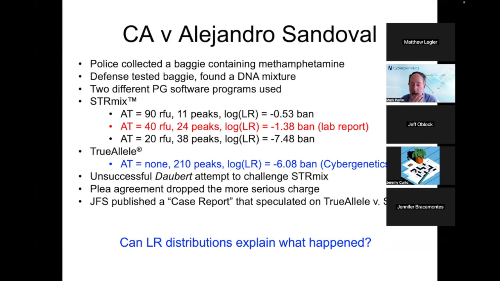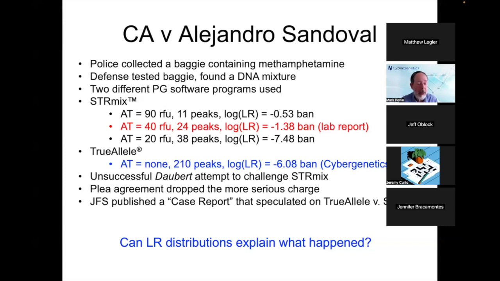That's around 1 in 25, or 1 in 40, whatever it was. There were two baggies, and that's what the lab reported. Other runs on this data: if you give it a lot less data and run it at 90 RFU in StarMix, you only get 11 peaks across these 21 loci, and you're getting to negative half a ban, which is a very small number, like a third. If you give it more data at 20 RFU by letting more peaks in, at 38 peaks, StarMix would find negative 7.5 ban, which is something in the tens of millions.